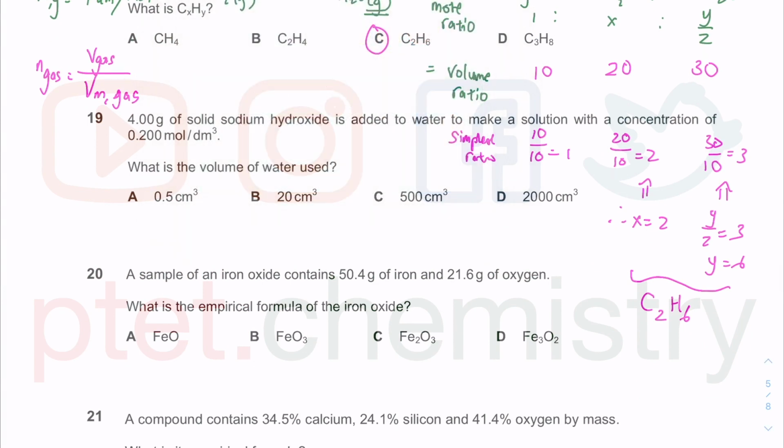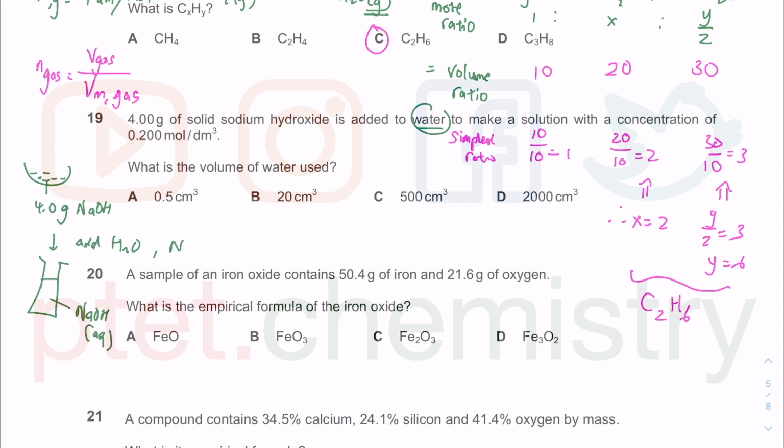So 4 grams of solid sodium hydroxide you add to water, in fact it should be distilled or deionized water. You get a solution with this much concentration. So you started from 4 gram NaOH. I love to draw a simple diagram like this. Not a great artist, but now you have NaOH aqueous. You are just adding water, just add water.